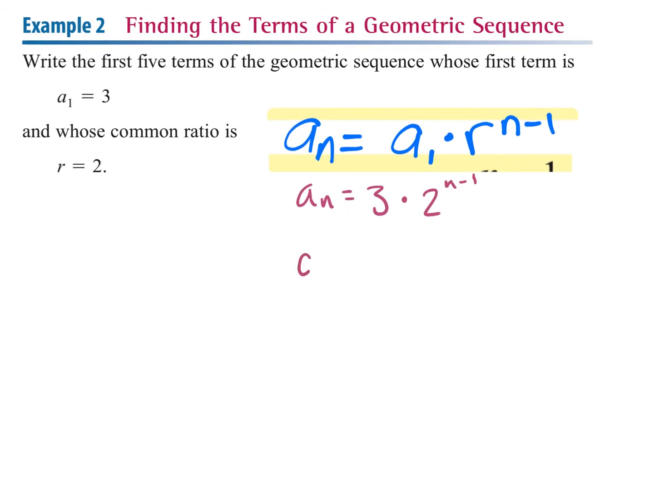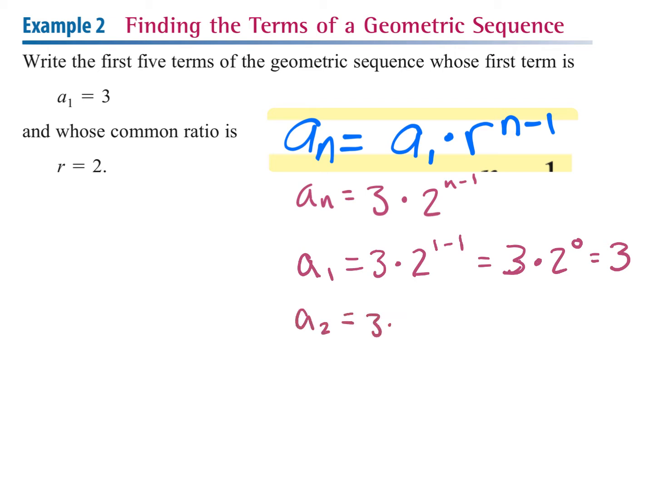So let's plug in 1. So a sub 1 is equal to 3 times 2 to the power of 1 minus 1. Just be careful here, because that exponent is only applying to the 2. It tells us what the first term is anyways, but I plugged in 1, so we'll find it again. What's 1 minus 1? 0. And what is anything raised to the power of 0? 1. So what's 3 times 1? 3.